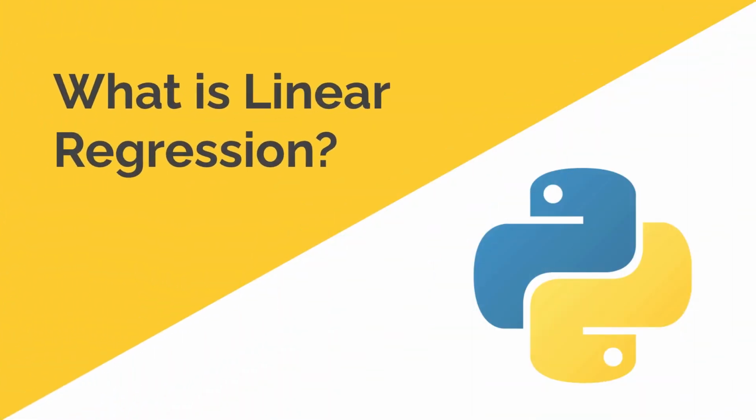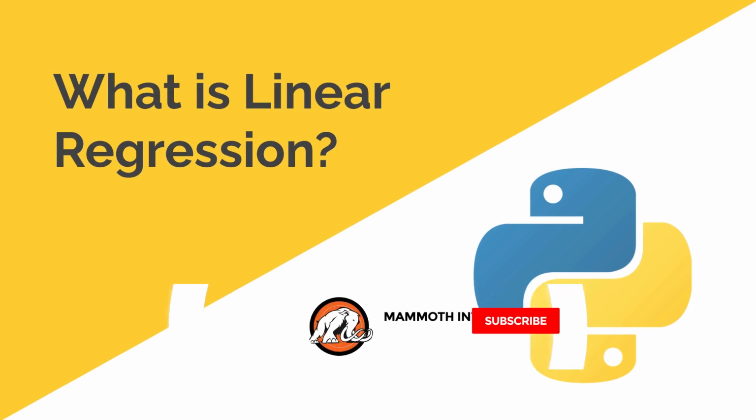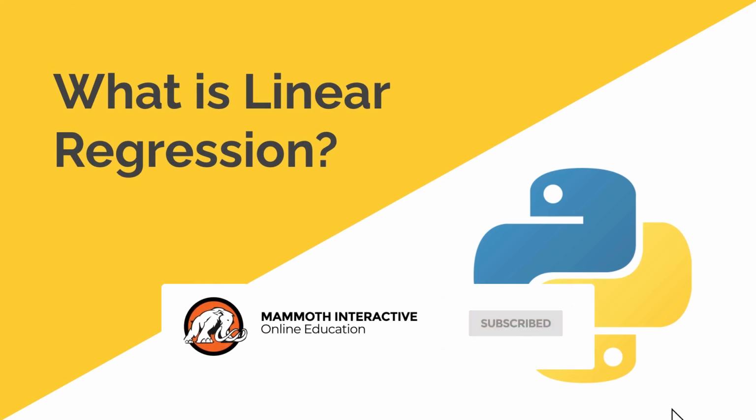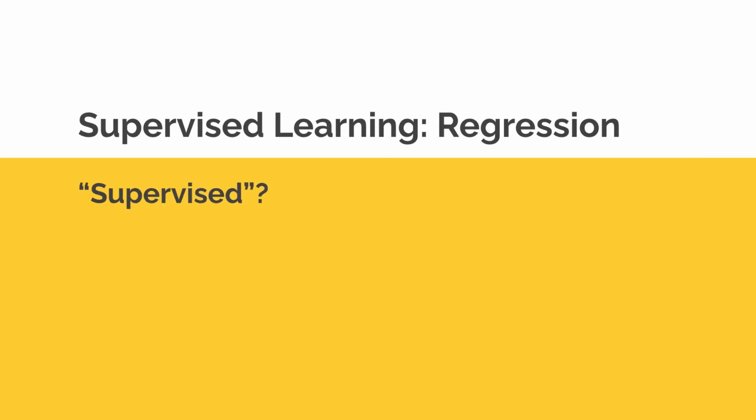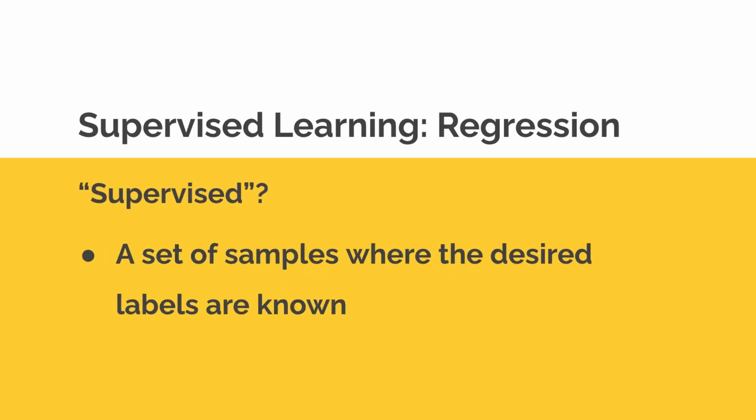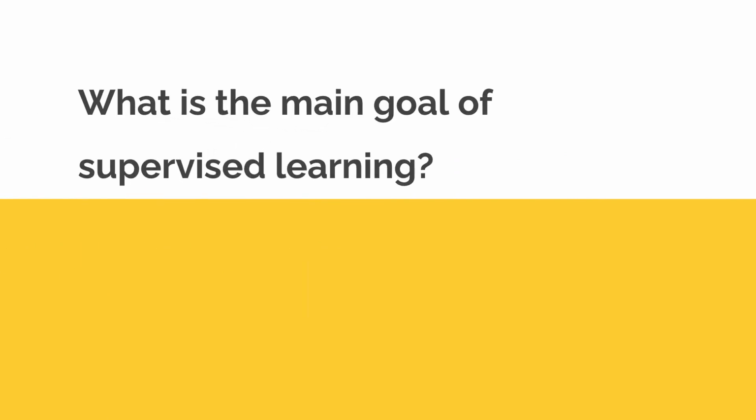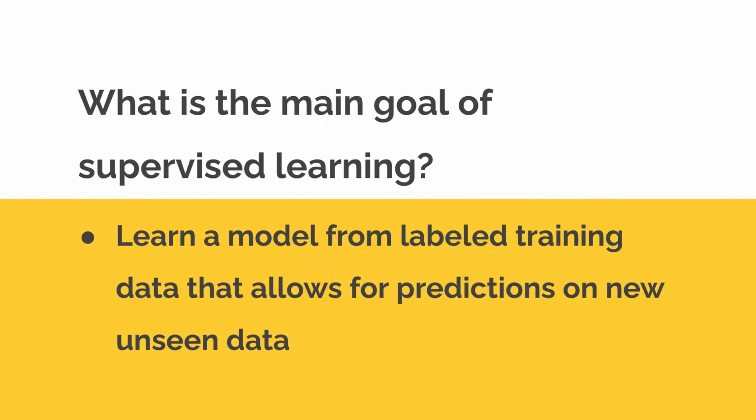Hello everyone, and welcome back. In this lecture, we're going to talk about the machine learning model that we'll build in the next lecture, and that is linear regression. All right, so linear regression is a type of regression which comes from supervised learning, which we talked about in the previous lecture. The main goal of supervised learning is to learn from labeled training data and make a prediction on new data.